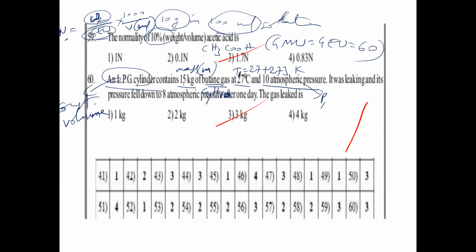After that, mass is given as 15 kg. 15 kg means 15 into 1000 grams. And it was leaking, and its pressure fell down to 8 atm. So finally, pressure became P2, 8 atm, for 1 day. The gas leaked is how much? The gas leaked means we have to take the difference. How much gas is leaked? Initially, how much mass is there? Finally, how much mass is there?